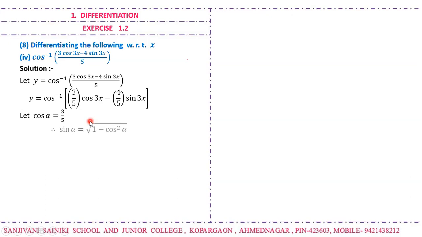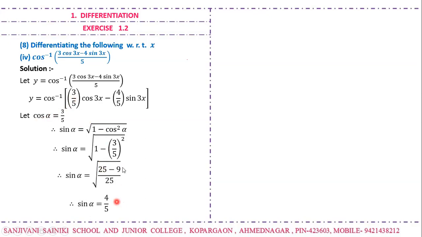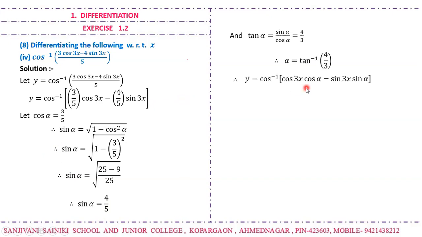Okay, here I have solved this example by a different method. This is cos alpha. From this cos alpha I have found the sin alpha, and sin alpha comes out to be 4 upon 5. So we put the given values in this equation. So cos 3x cos alpha minus sin 3x sin alpha is nothing but cos(3x plus alpha).